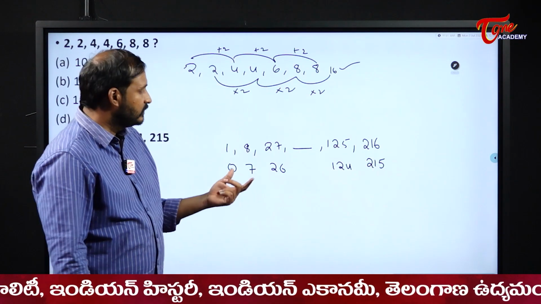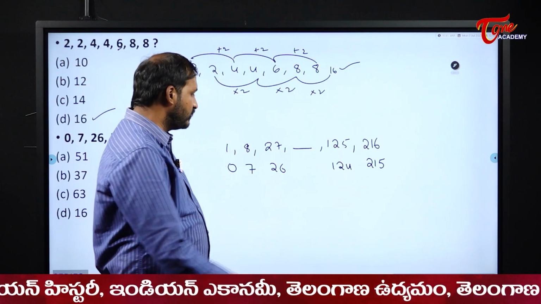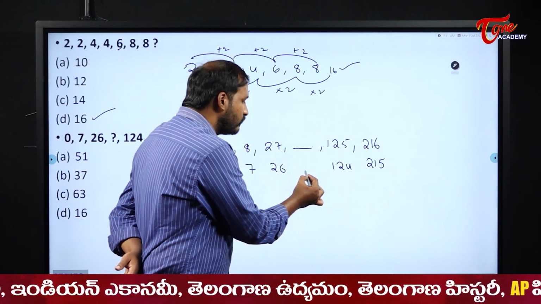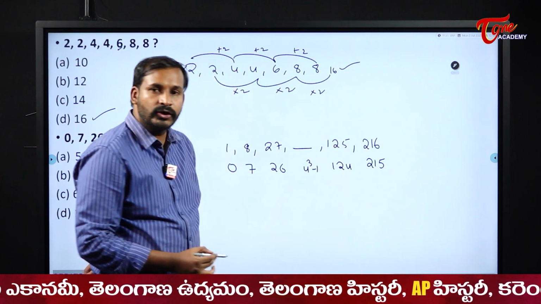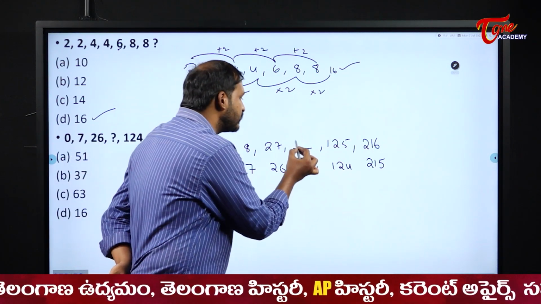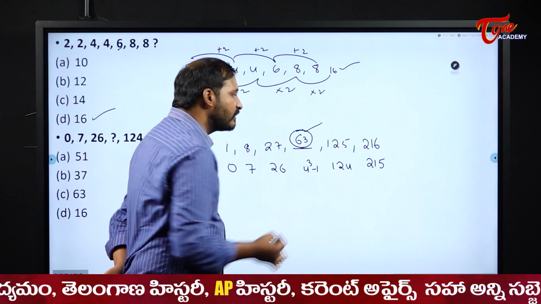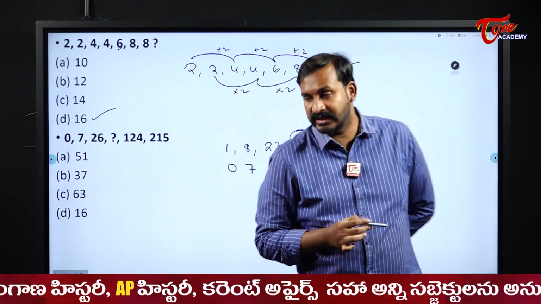So that means 1 less than the cube. So this is 3 cube minus 1, right? So here I should have 4 cube minus 1. 4 cube is what? 64. 64 minus 1 becomes what? 63. So our answer here becomes 63. That is the reason.